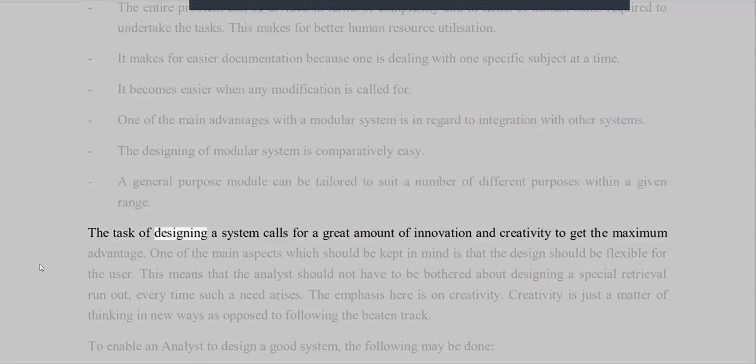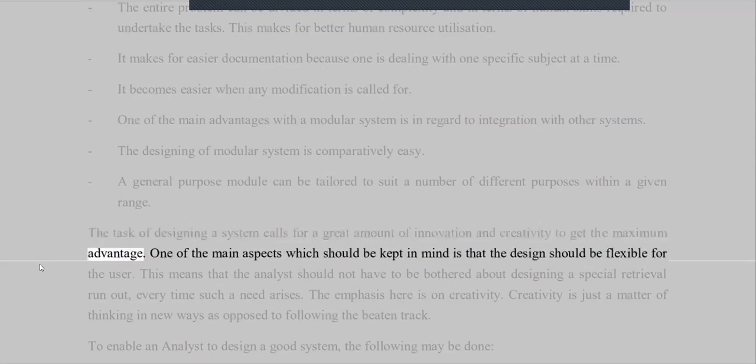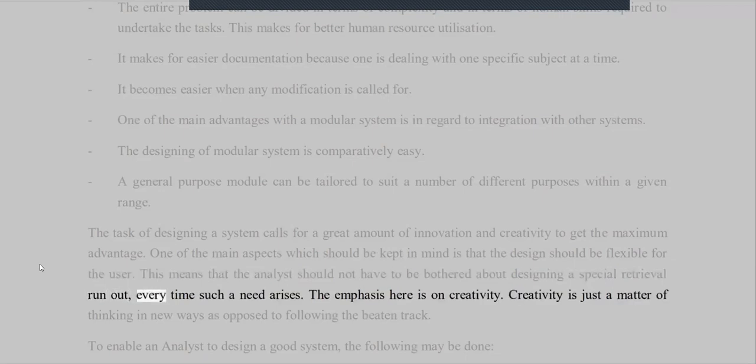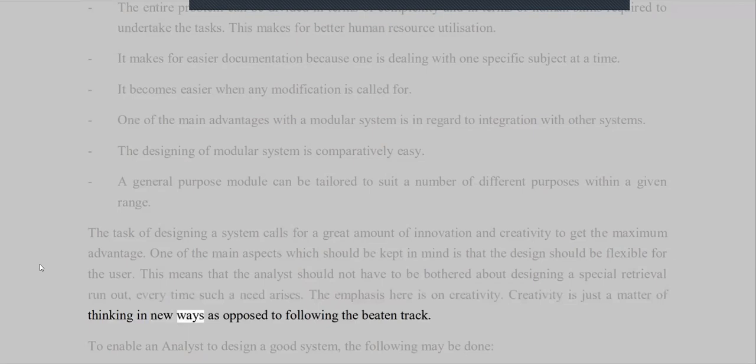The task of designing a system calls for a great amount of innovation and creativity to get the maximum advantage. One of the main aspects which should be kept in mind is that the design should be flexible for the user. This means that the analyst should not have to be bothered about designing a special retrieval runout every time such a need arises. The emphasis here is on creativity. Creativity is just a matter of thinking in new ways as opposed to following the beaten track.